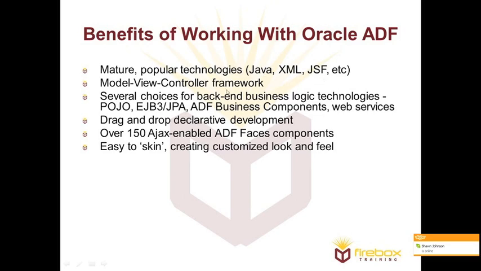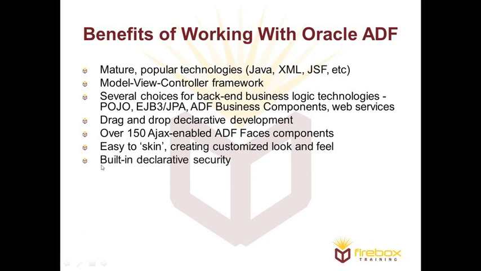Okay, so let's take a look here. We have built-in declarative security. We can declaratively define security on many different levels. For example, we can secure a web page. We can secure an entity object or an entity object attribute. There are so many different things that we can secure, but it's all done declaratively through XML descriptors. But once again, we're not directly modifying that XML. We're simply using a graphical interface to generate the XML.